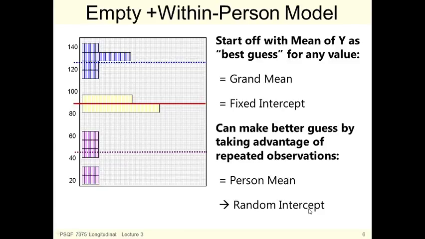So, new vocabulary term here. If fixed means everybody gets the same, random means everybody gets their own. In this case, everybody is going to get their own intercept by combining the part that's fixed plus your own deviation for how you differ from everybody else.